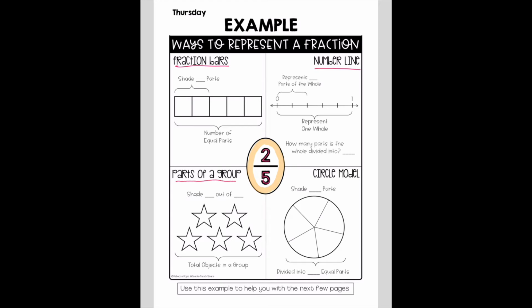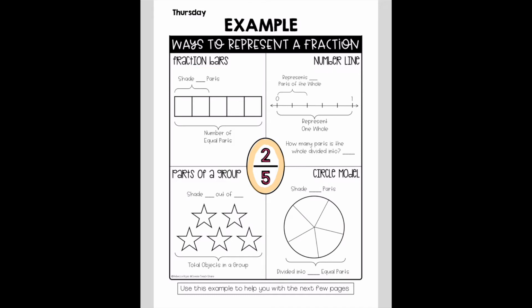Next we have parts of a group or a fraction of a set. We have a number of objects or items. So here we have stars. And in our set, our group, we've got 5 stars because our denominator is 5. How many of these objects are going to be shaded? Well, that depends on our numerator. And lastly, we also have the circle model. This is also like a pie graph, if anybody's seen a pie graph before. The circle is split up into the different parts, kind of like your pie pieces, depending on what your denominator is. And then we're going to shade in however many slices as our numerator tells us to.